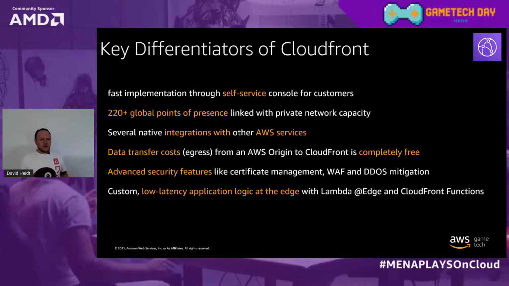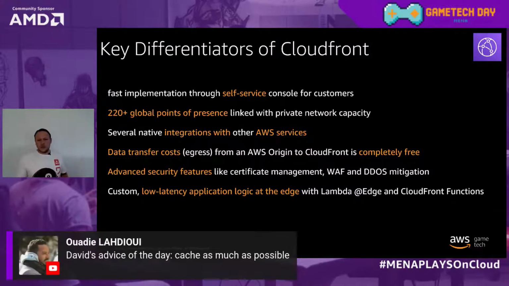Let's recap all of this and give you an overview of what is really the differentiator of CloudFront. What's true with CloudFront and actually most AWS services is that it's fully self-service. So it's available for every developer. You do not have to call someone to create a CloudFront distribution or sign a contract or anything. All you need is an AWS account and you can get started.